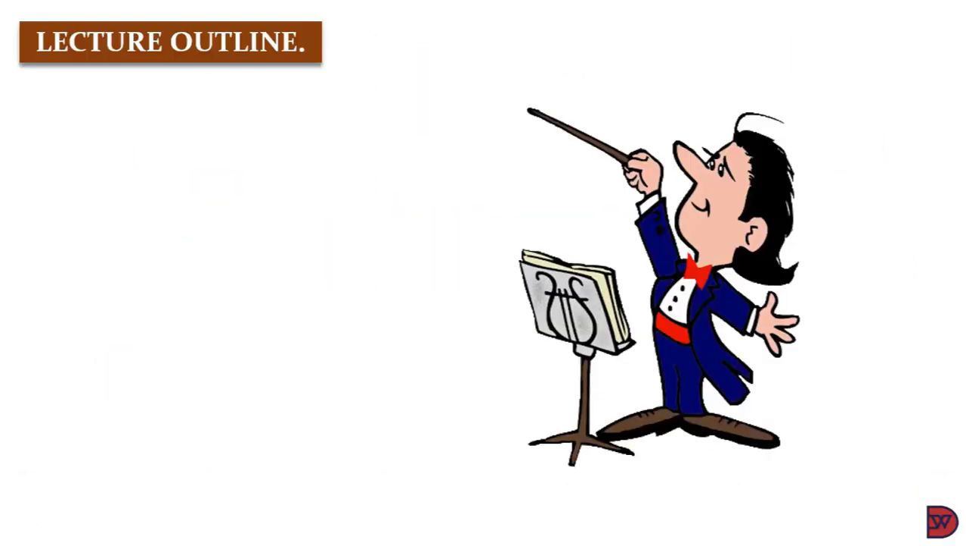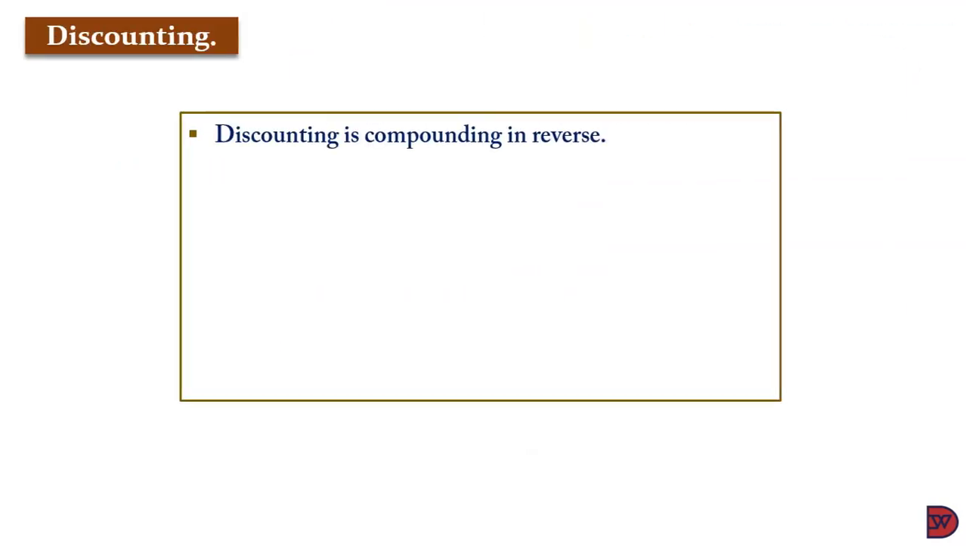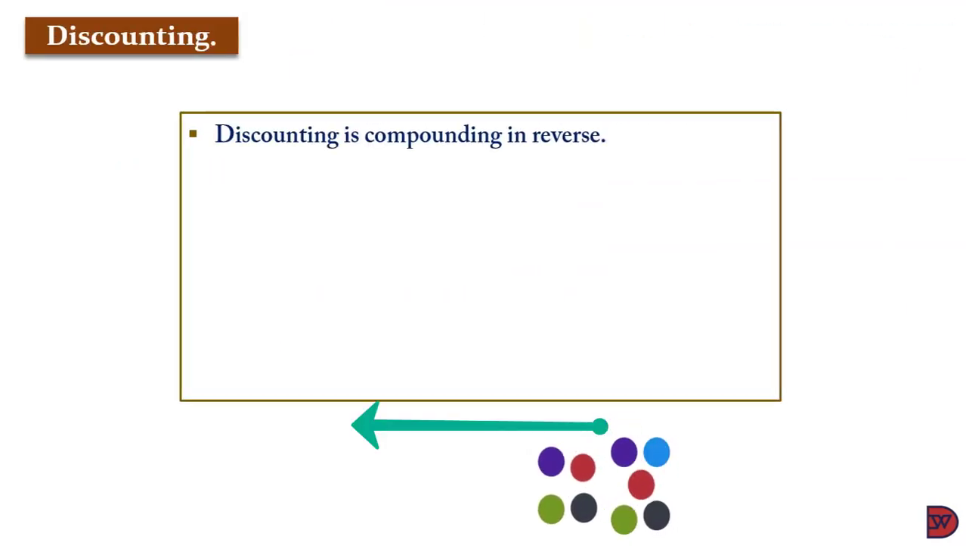Interest. Let's look at the lecture outline. We'll start with the definition of discounting and how it works. Discounting is compounding in reverse.